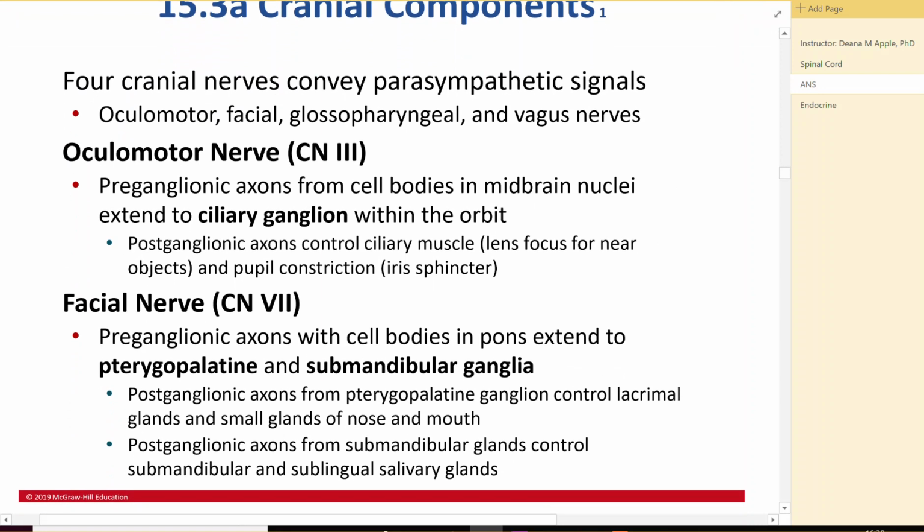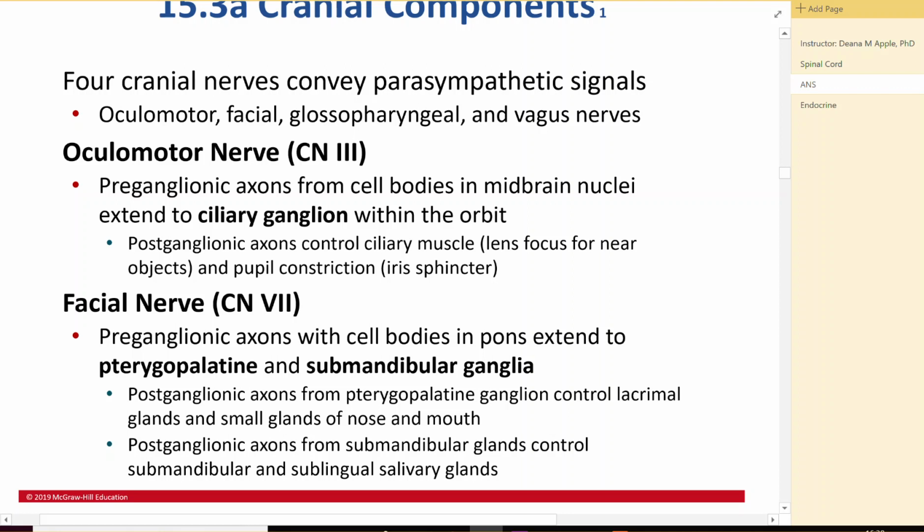So oculomotor, cranial nerve 3, facial nerve, cranial nerve 7, glossopharyngeal, and vagus. These will be the primary cells you'll need to know for the autonomic nervous system. These are all brainstem, right?